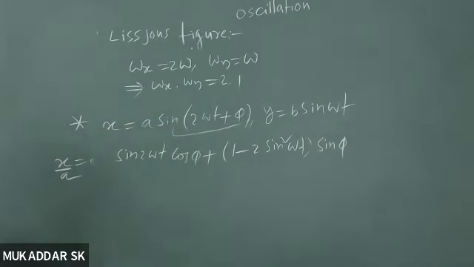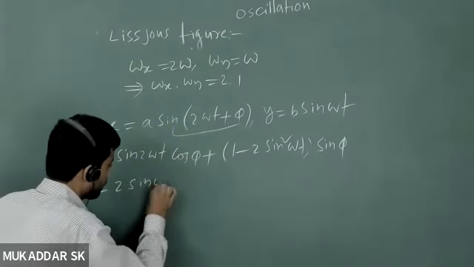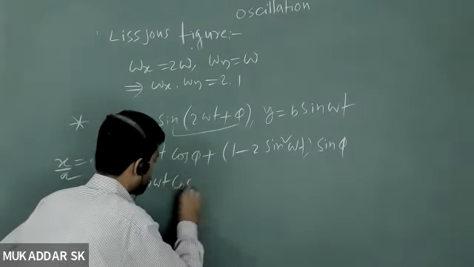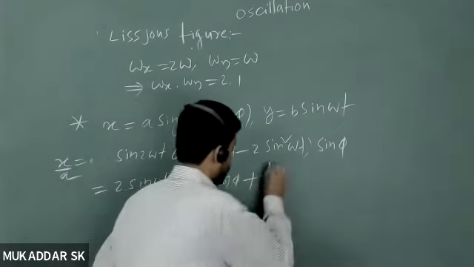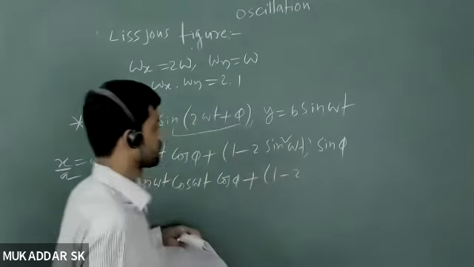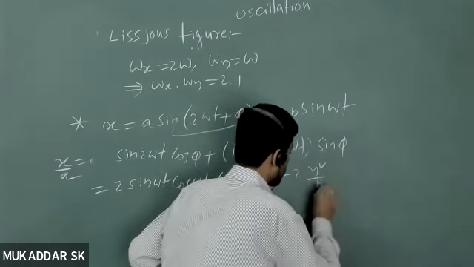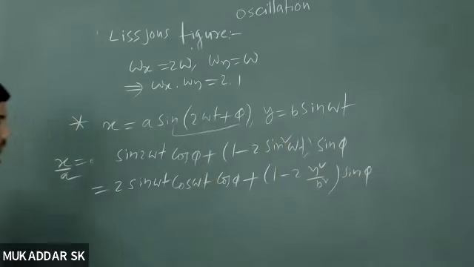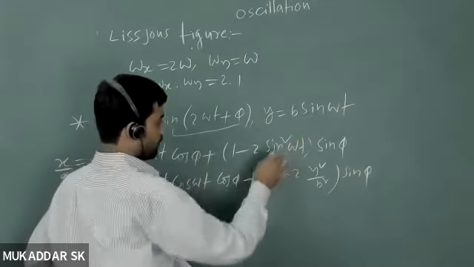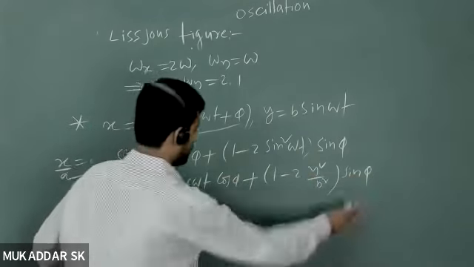Okay, and sin 2 omega t is basically 2 sin omega t cos omega t, then cosine phi plus 1 minus 2 sin square omega t, which will be how much? 1 minus 2 y square by b square, right, times sin phi. Is it clear? Right? Because sin omega t is y by b, so 1 minus 2 sin square omega t will be 1 minus 2 y square by b square, and we will have sin phi.